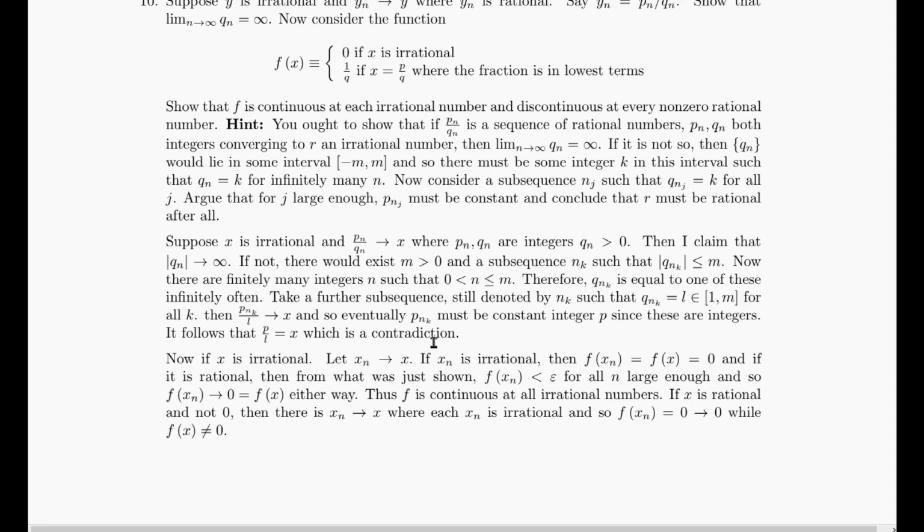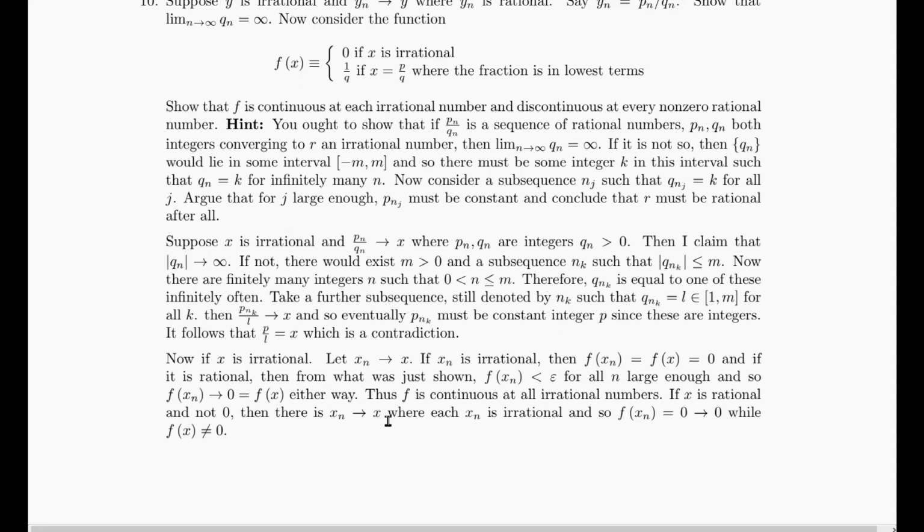Now, if x is irrational, and you have x sub n converging to x, consider what happens. Well, f of x is 0. If x sub n is irrational, then by definition f of x sub n is 0, so it's real close to 0. If x sub n is rational, then eventually for large n, the denominator of x sub n will be very large, and therefore the value of this function will be very small, and so it will be close to f of x either way. So f is continuous at all irrational numbers.